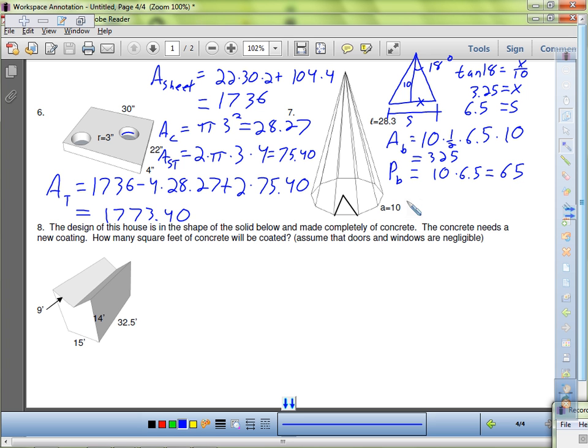Now I can find my full surface area. So, area of the base plus 1/2 the perimeter of the base times the slant height, which is given 28.3. I multiply that all together, and I get 1,244.75 units squared.